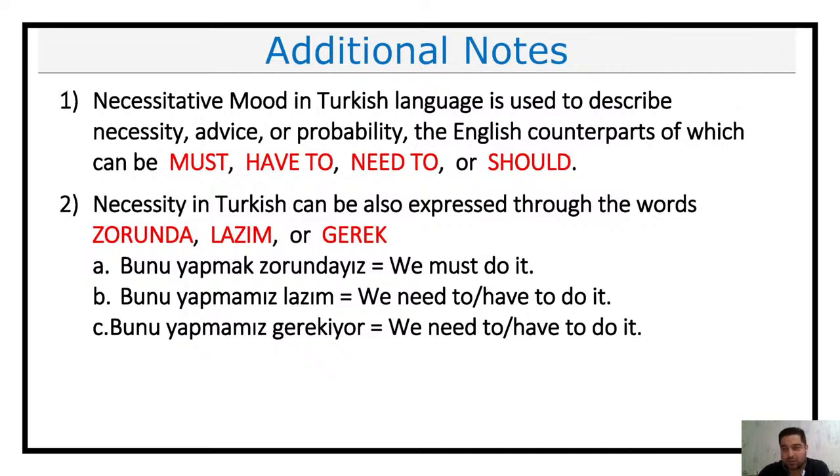But look at the structure here. When you say bunu yapmak zorundayız, to make it for different persons, you have to change the zorundayız part. Bunu yapmak zorundayım. Bunu yapmak zorundasın. Bunu yapmak zorunda. Bunu yapmak zorundayız. Bunu yapmak zorundasınız. And bunu yapmak zorundalar. That's how you change based on the pronouns. In regard to lazım, what changes is only the middle part. Yapmamız lazım. So you will say bunu yapmamız lazım.